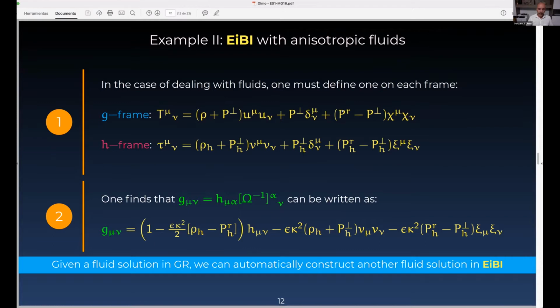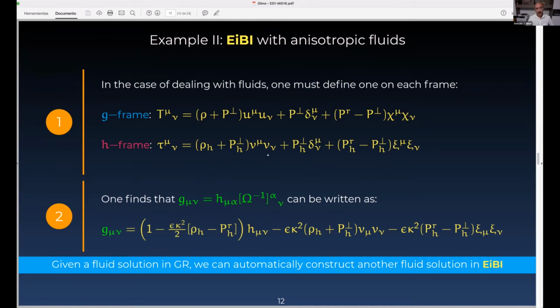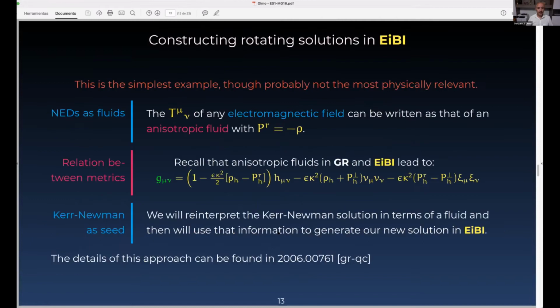So we did that for a scalar matter sector, but we can also play with anisotropic fluids. So this is the fluid coupled to the Ricci-based theory. This is the fluid that we propose for the general relativity sector. And the important thing is that the metric for the Born-Infeld theory can be written in this way in terms of the general relativity variables. So this would be the solution for a matter sector in general relativity. So whenever you have the solution in GR, you can get the solution in Born-Infeld gravity.